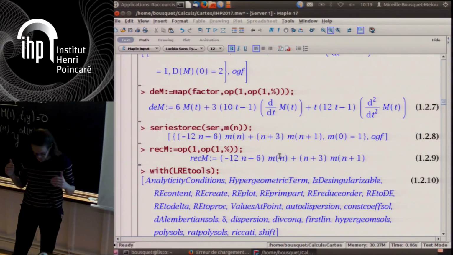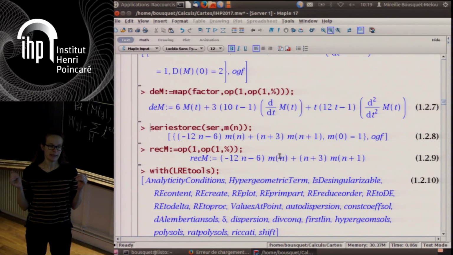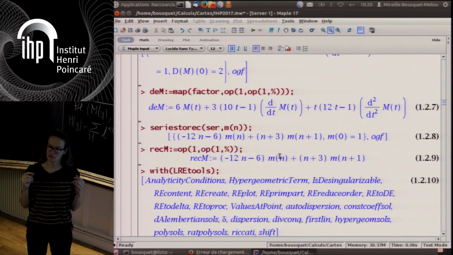And then if you think a bit of what it means for a series to satisfy a linear differential equation with polynomial coefficients, it means that the corresponding coefficients of the series satisfy a linear recurrence relation with polynomial coefficients in n.